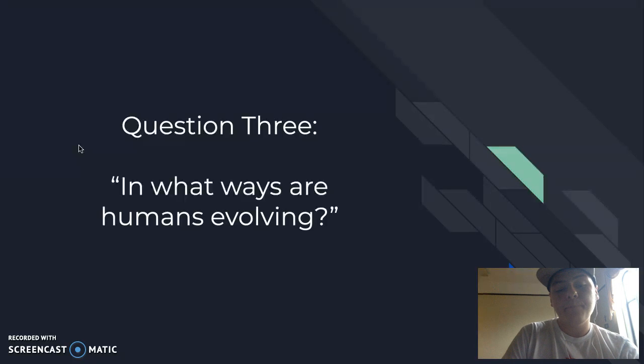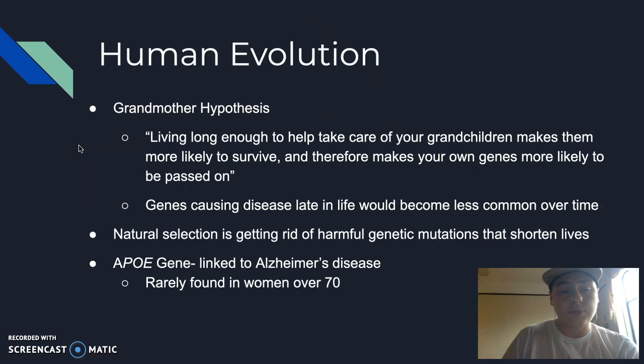Question 3, in what ways are humans evolving? So just as the horse evolved, humans are evolving too. And this kind of threw me for a loop at first. In what ways are humans evolving? I consider myself kind of a history buff, and you look at the history books, like George Washington, 200 years ago, he looks pretty similar to me. So how could humans keep continuing to evolve? I kind of didn't really know. So I started doing some research.